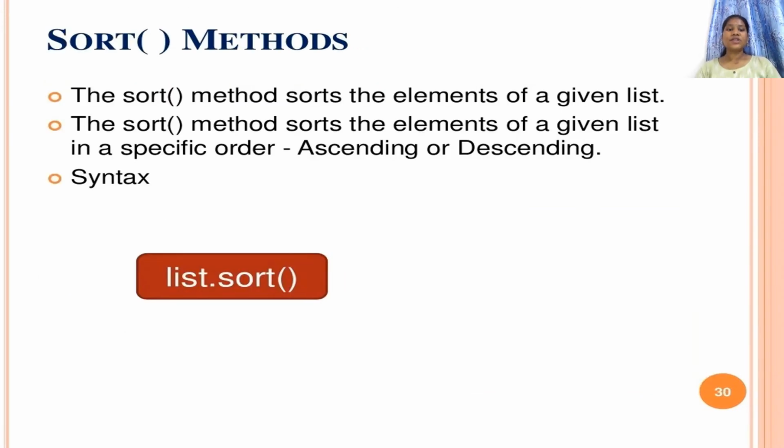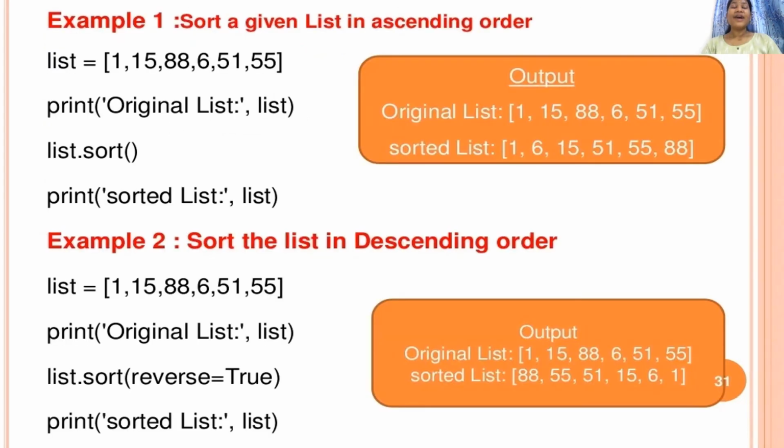Sort method. The sort method sorts the elements of the given list. The sort method sorts the elements of the given list in a specific order, ascending or descending. The syntax for the sort method is list.sort(). Here is an example of the sort method.